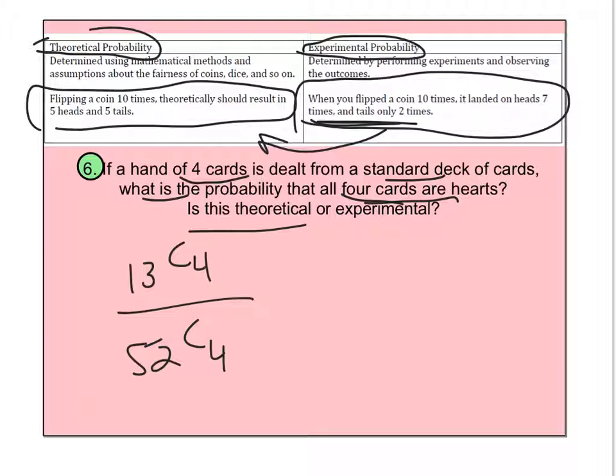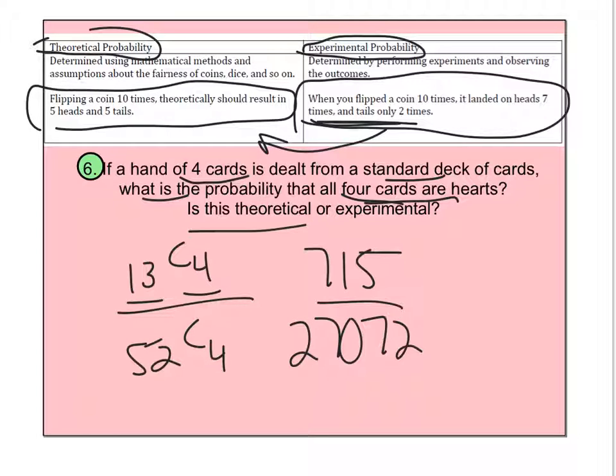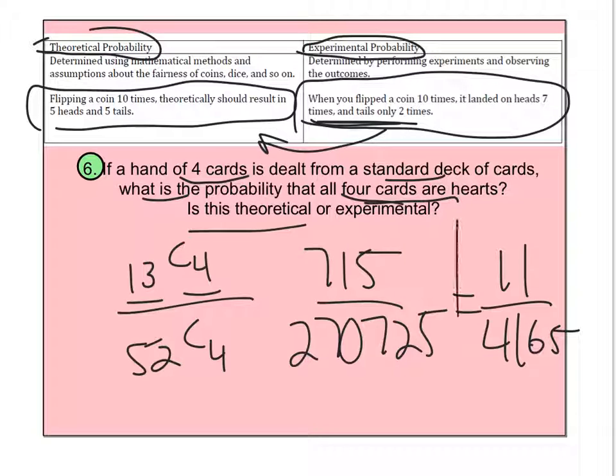All right, why did I do that? Because I've got 13 hearts to choose from. I don't care what order they're in, but I just want 4 of them. So 13 choose 4 is 715. Then I have 52 choose 4, which is 270,725. So 715 divided by that simplifies to 11 over 4,165. There's my answer. That's an 11, not a 4.